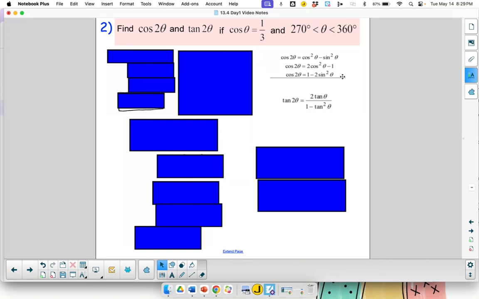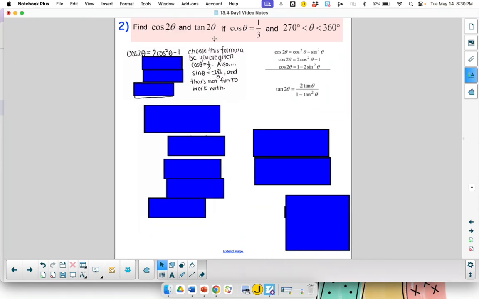For the first formula, you need to know the cosine value and the sine value. For the second formula, you only need the cosine value. And for the third formula, you only need the sine value. Because we're given a cosine value in this problem, I'm going to pick the second equation because then I don't have to solve for sine. If you did solve for sine, it's not very pretty. It's -2√2/3, and putting that into one of these formulas is not the simplest thing. So let's just make our lives easy and pick the formula with the given information we have.